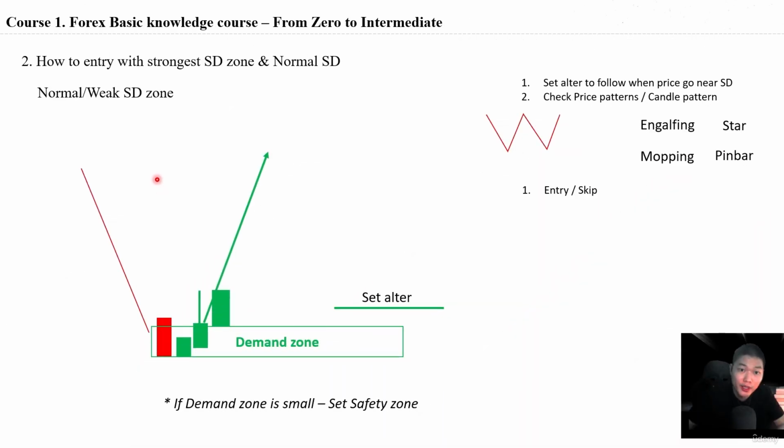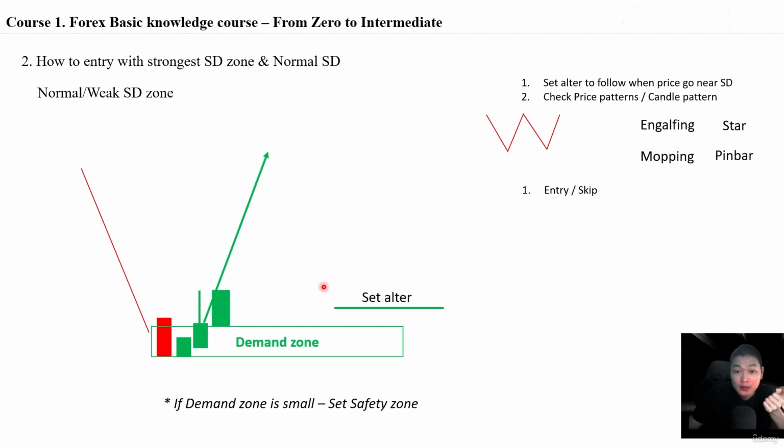And now, how to trade with a normal or weak supply and demand zone. When you define a weak or normal supply or demand zone, it means there are no more people wanting to join the market. Therefore, you need to wait for confirmation. For example, in this case it is a demand zone. You need to set an alert above the demand zone and wait.